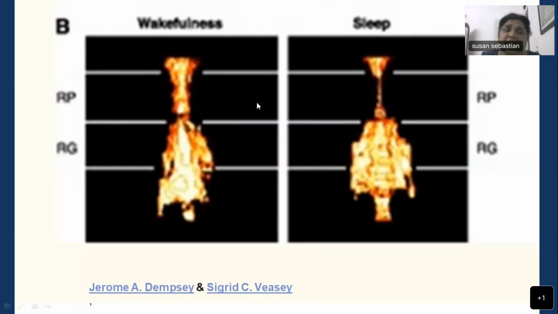This again is a reconstructed view from MRI. In the wakefulness stage, see, this is the retropalatal space, and this is the retroglossal space. See, during sleep, the retropalatal has been reduced to a thin, narrow line. Well, the retroglossal has remained normal in this patient. That means that this patient has got a retropalatal obstruction, but no retroglossal obstruction.